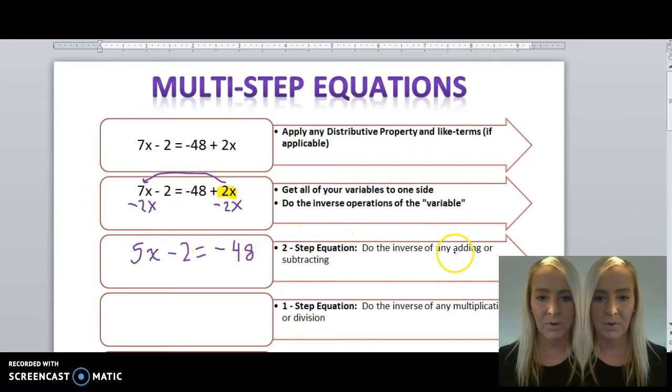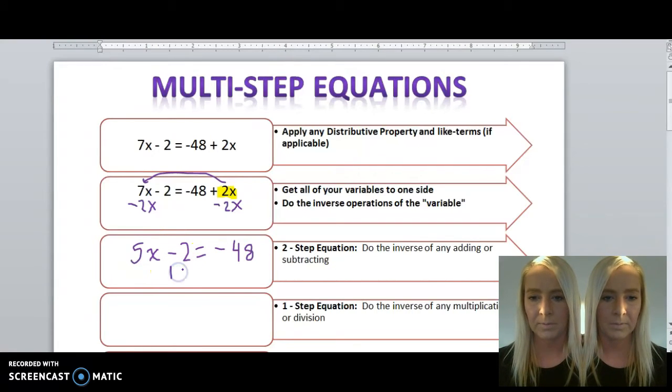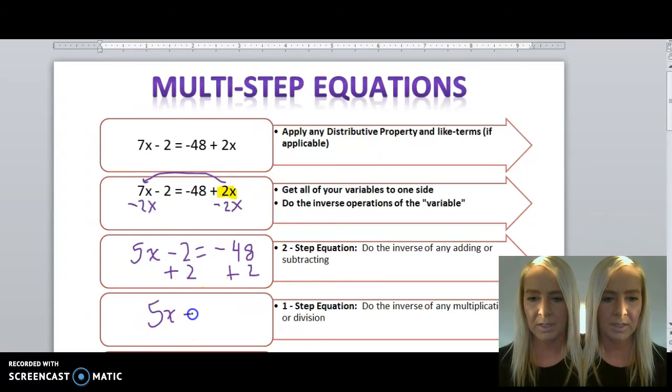Now I'm going to do the inverse of any adding or subtracting. The opposite of subtracting 2 is adding 2. So I'm left with 5x is equal to negative 48 plus 2 is negative 46.